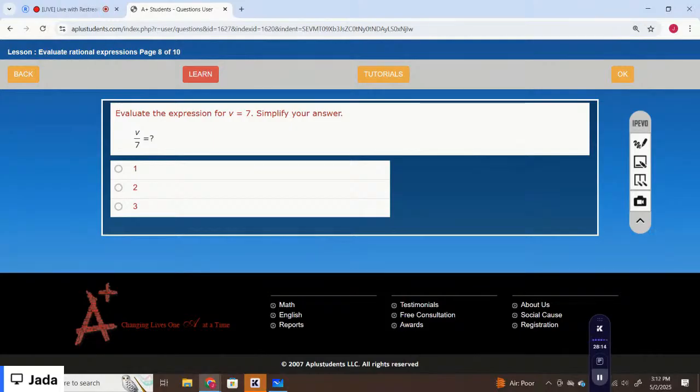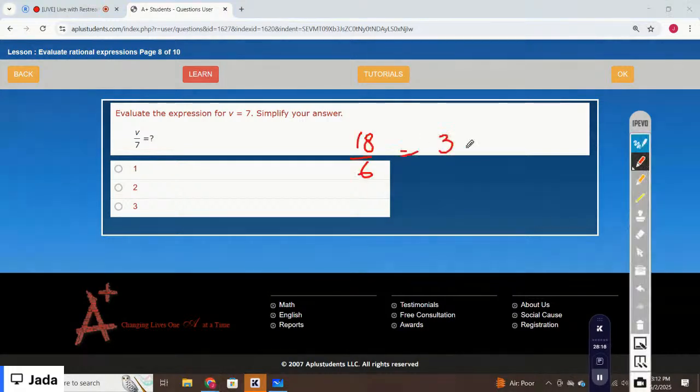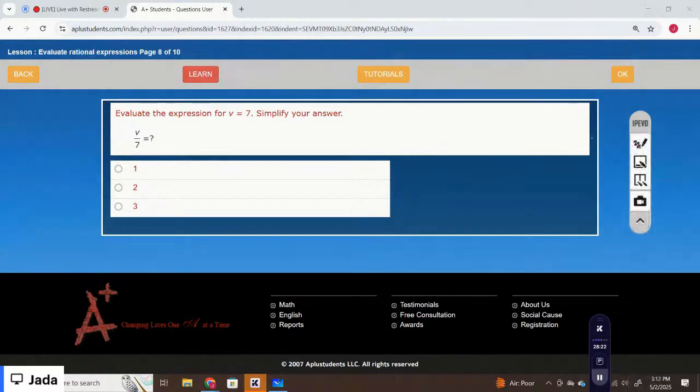Evaluate the expression for v equals 7. So replace the variable v with a value. Okay, you can complete the lesson by yourself later today. Let me just move on to the next lesson.